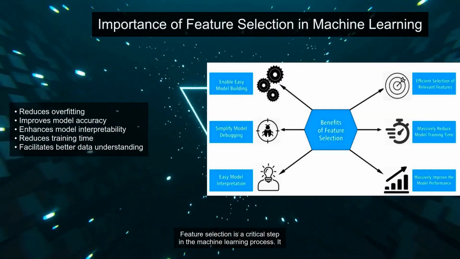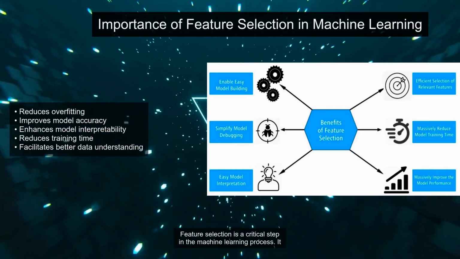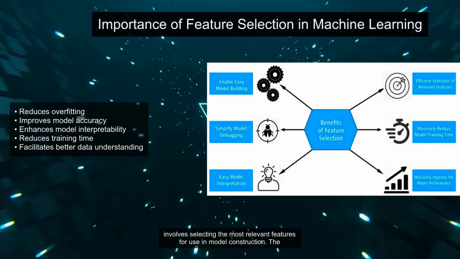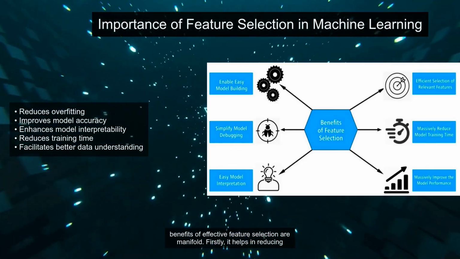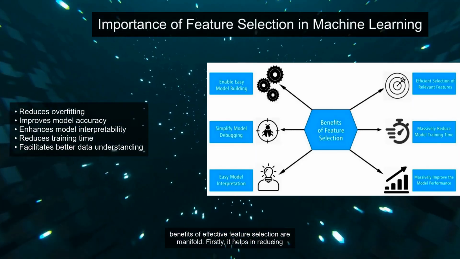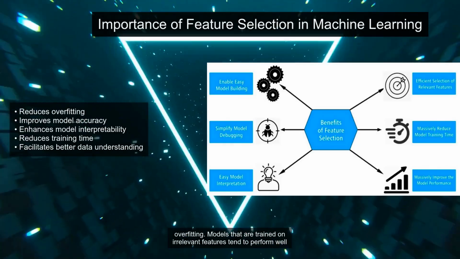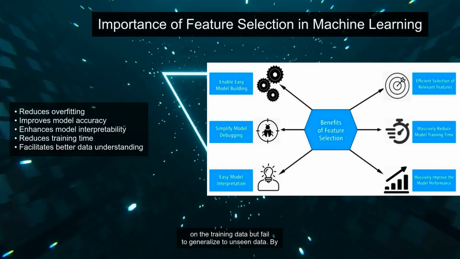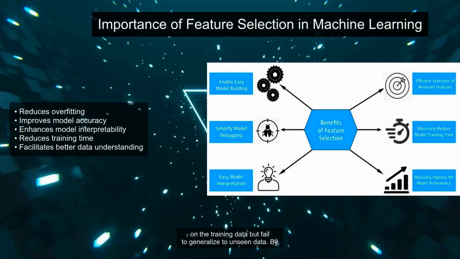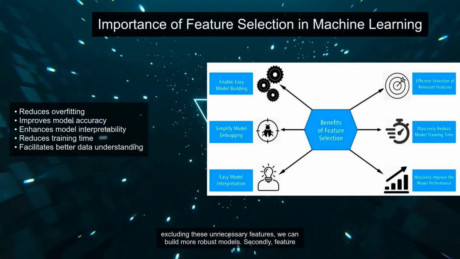Feature selection is a critical step in the machine learning process. It involves selecting the most relevant features for use in model construction. The benefits of effective feature selection are manifold. Firstly, it helps in reducing overfitting. Models that are trained on irrelevant features tend to perform well on the training data but fail to generalize to unseen data. By excluding these unnecessary features, we can build more robust models.